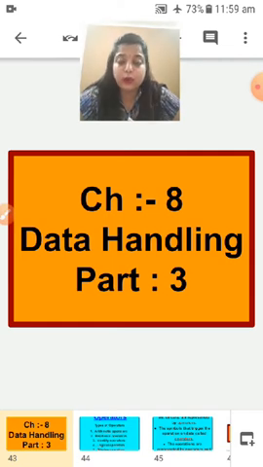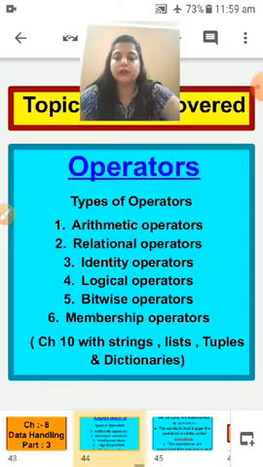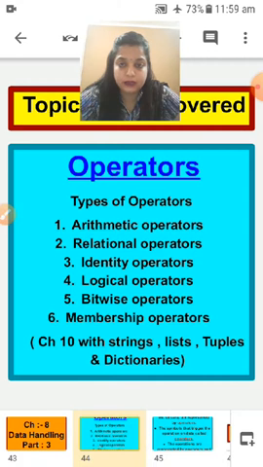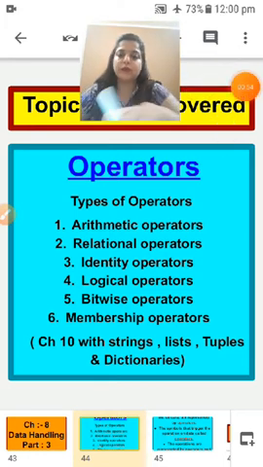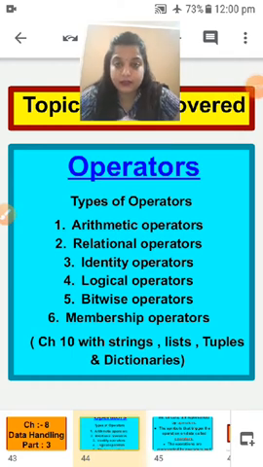Now, we are going to discuss a new topic, that is operators. Basically, we have six types of operators: arithmetic operators, relational operators, identity operators, logical operators, bitwise operators, membership operators. The sixth topic we are not going to discuss today because we are going to discuss it in chapter number 10. So let's first discuss what operators are.